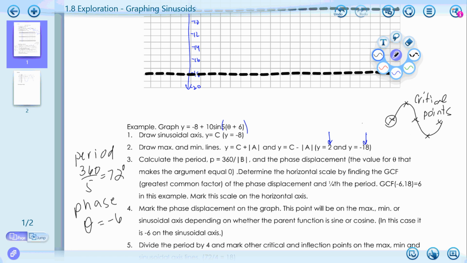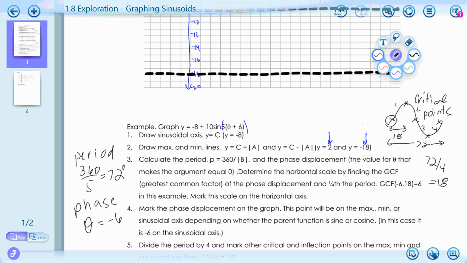A good way to do that is to look at the period, 72 degrees, right? If it takes 72 degrees to complete a full cycle, the distance between critical points, there's 1, 2, 3, 4 sections of the graph in that 72 degrees. So if I do 72 divided by 4, which is 18, that's telling me that there are 18 degrees between critical points. So something interesting on my graph happens every 18 degrees.